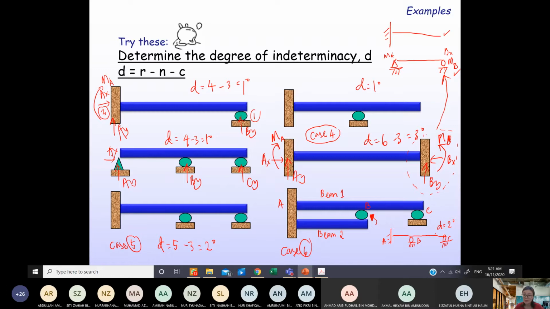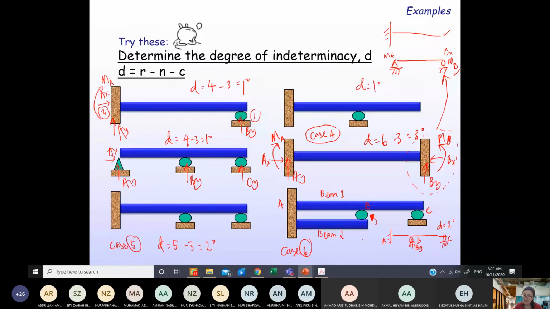First, no problem. Once you get your support reaction By, this By is going to act as a loading to your beam 2, because beam 2 is carrying your beam 1. Like, let's say you are carrying a box. The box weight will be transferred to your hand. So beam 2 is supporting beam 1 at B. So the By later will become a point load to beam 2.